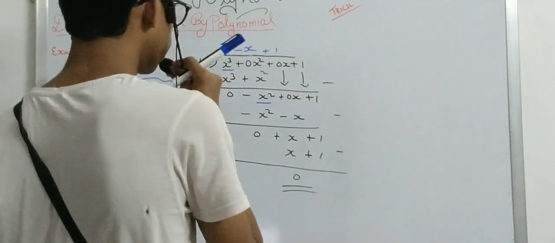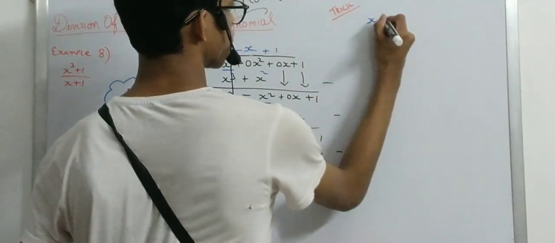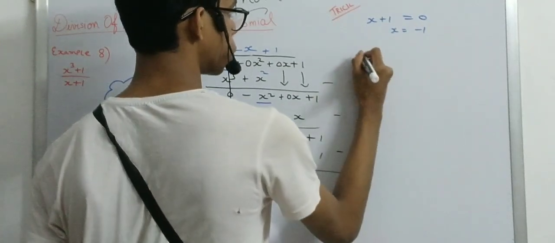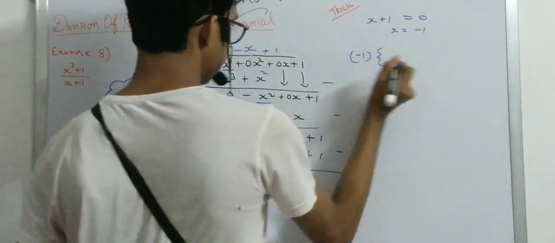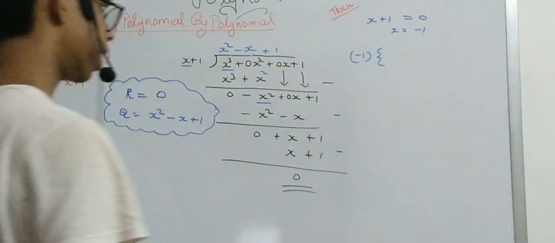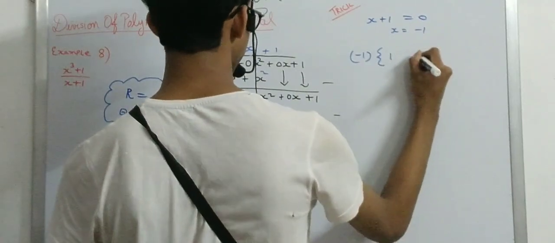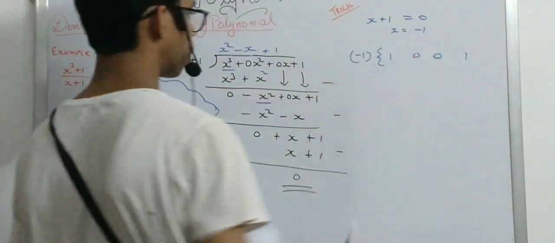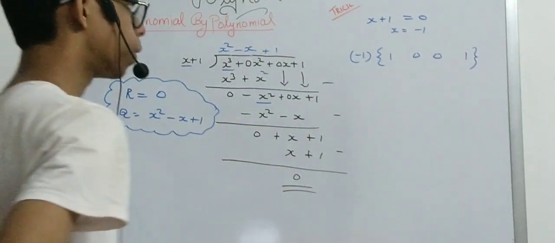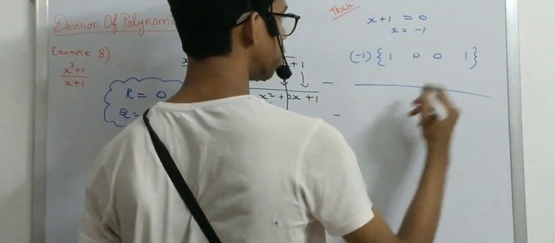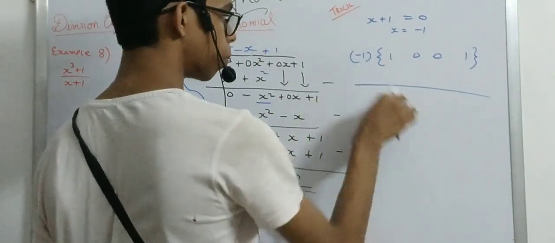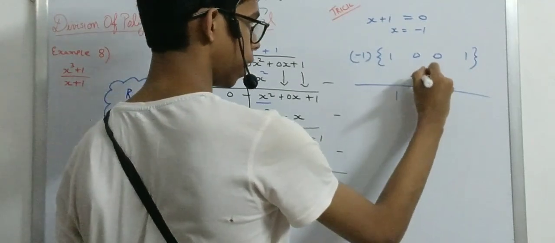First of all, we should take the divisor x plus 1 equated to 0. So we will get x is equal to minus 1. So you should write minus 1 over here. Then what should you do? Just copy down the coefficients of the dividend. So 1, 0, 0, 1. Copy down your coefficients. Now what you should do is write the first term as it is over here, then multiply. So 1 into minus 1 is minus 1.